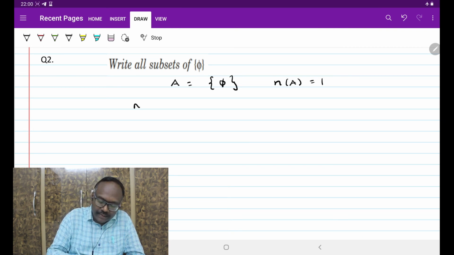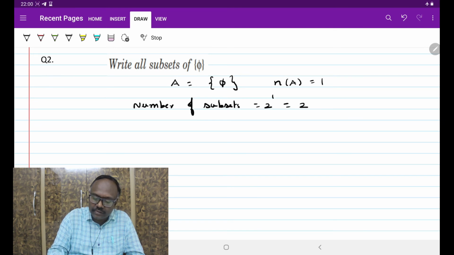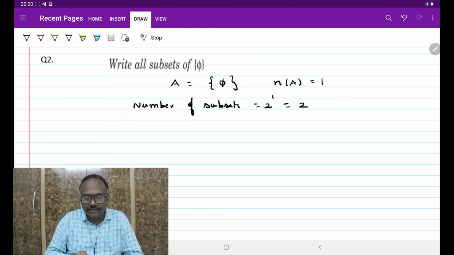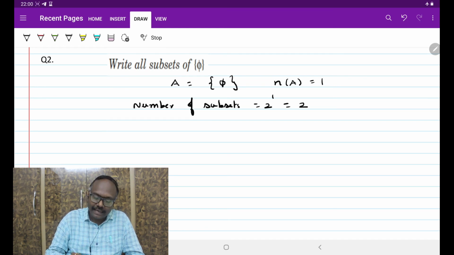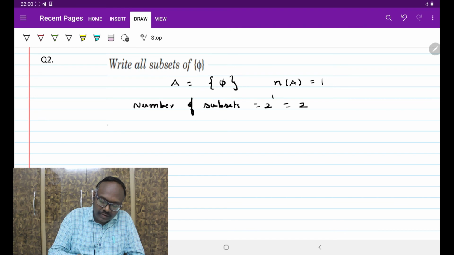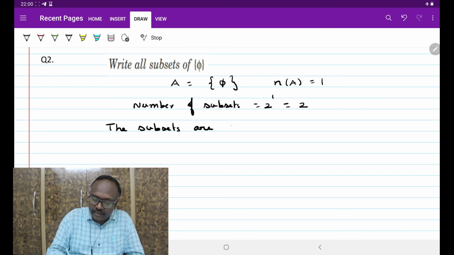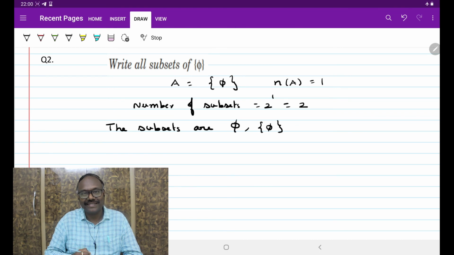So number of subsets will be equal to 2 to the power of 1, that is equal to 2. So the number of subsets are 2. Now let us write down what these subsets are. So the subsets are: one is the null set and the other is the set A itself, that is the set containing null set. So these are the two subsets.